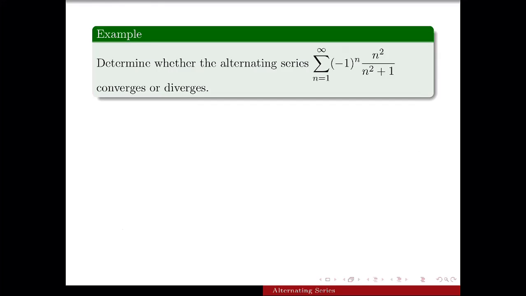Next, determine whether the alternating series negative 1 to the n squared over n squared plus 1 converges or diverges. So this is an alternating series. Solution. If you try to look at bn, your bn would be n squared over n squared plus 1.